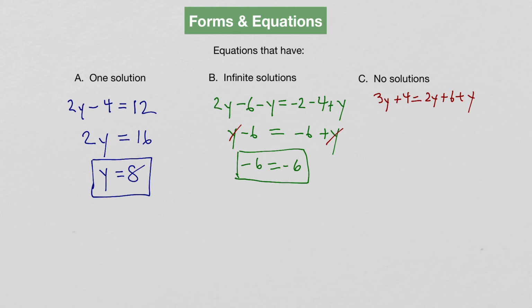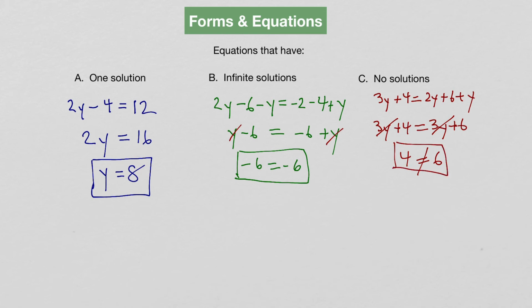Okay, now moving on to the third, with no solutions. So if we do the same thing and solve for y, here's what we get. 3y plus 4 is equal to, and now I'm going to combine 2y and the y on the right side of the equation, and we get 3y plus 6. We have 3 y's on both sides of the equation, and so those cancel out, and we're left with 4 equals 6, which is not true.